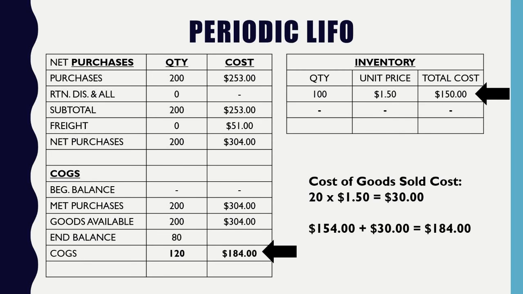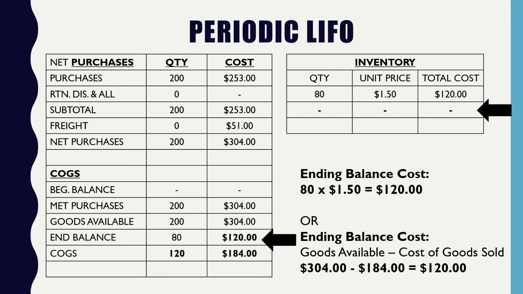Then we need to sell 20 more items, because we already sold our first 100. So all we have left is 20. We only have one batch of inventory left, which costs $1.50 each for each item that I sell. So I take my 20, multiply by $1.50, and it gives me $30. I add those two values together because I sold 120. So 154 plus 30 gives me a total of 184 for my total cost of goods sold.